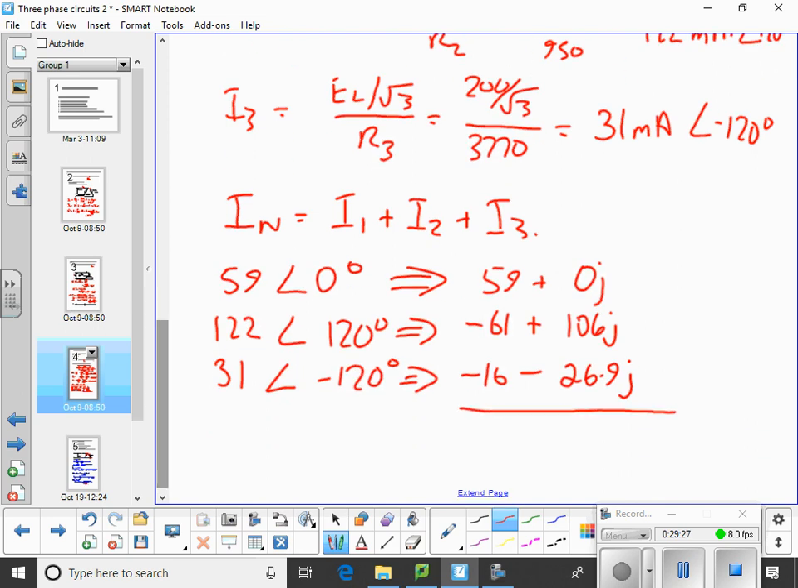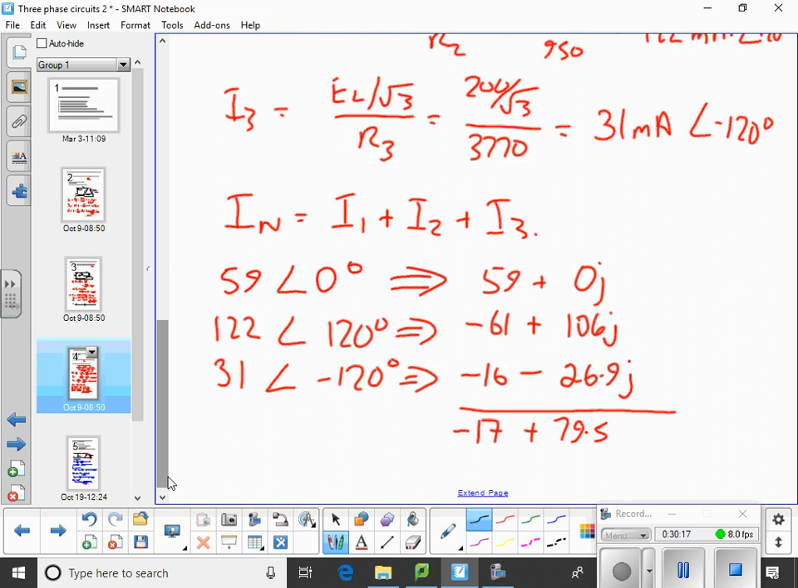So then we add them up. 59 take away 61 take away 16. Sorry. Minus. And then 0 plus 106 minus 26.9, so 106 minus 26.9. 79.5. That's plus, isn't it?